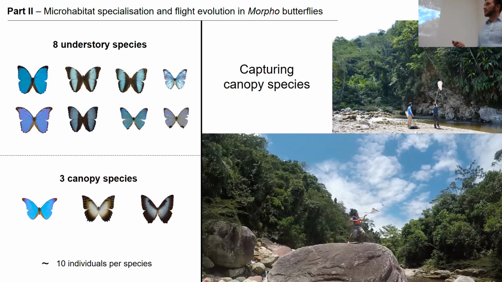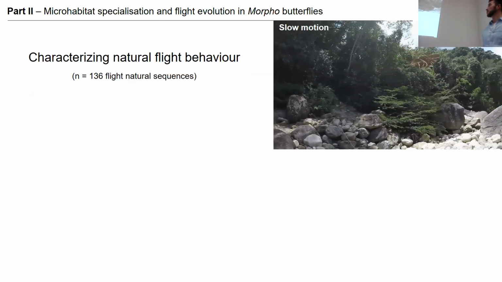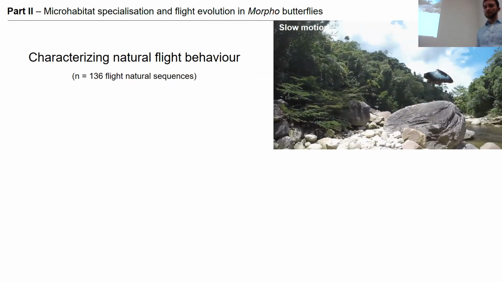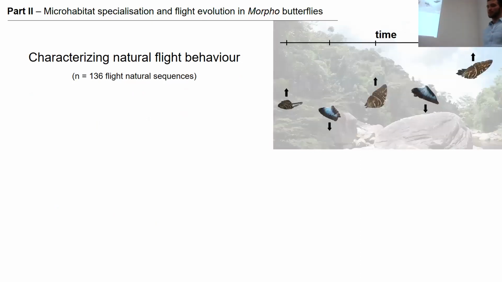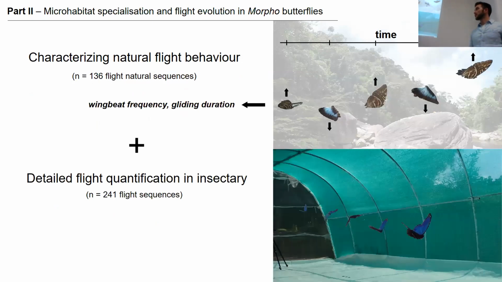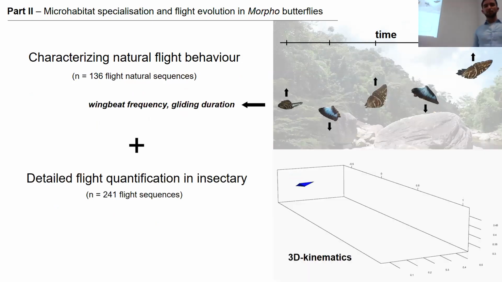And when in the forest, I also brought a camera with me in order to film, to characterize natural flight behavior. From these videos, I used the temporal position of the wing strokes to compute some basic flight parameters. And all the butterflies we captured were filmed in the insectary, where I was able to quantify flight in much more detail using 3-dimensional kinematics.